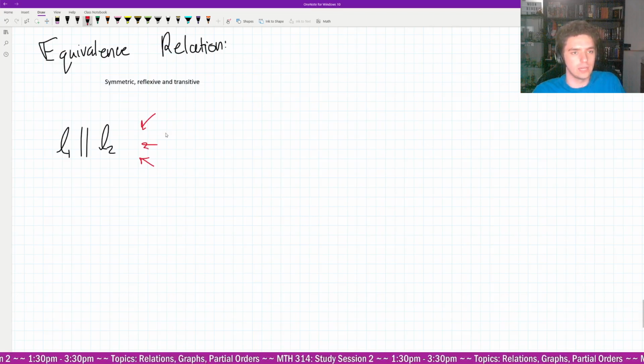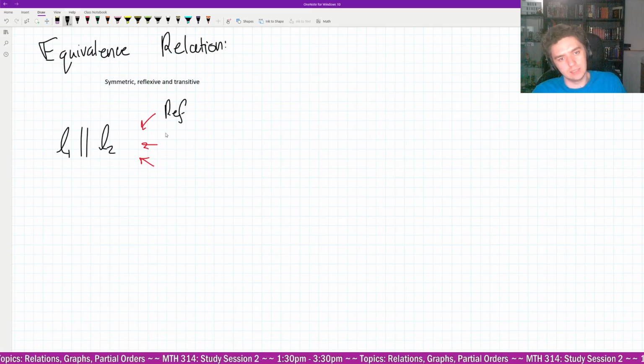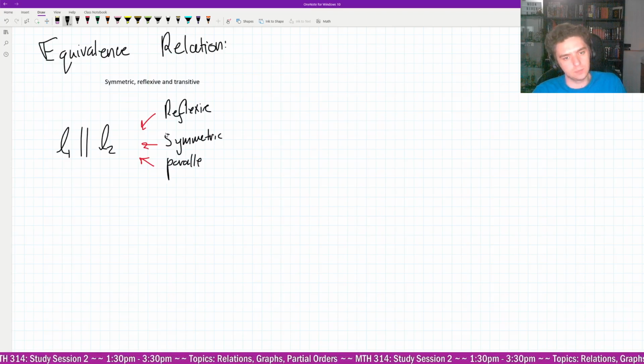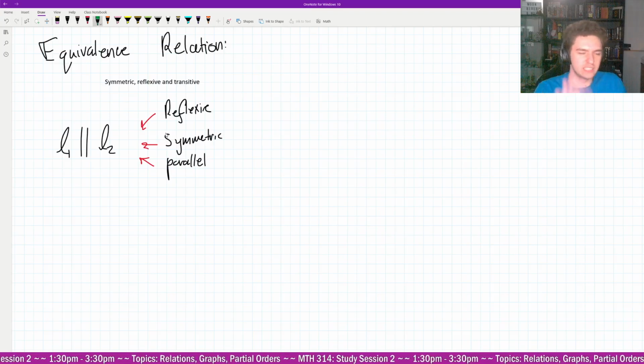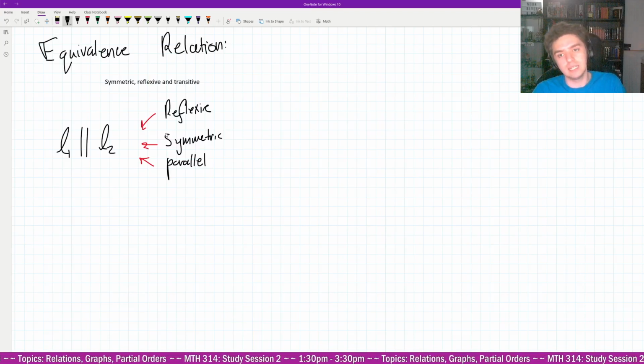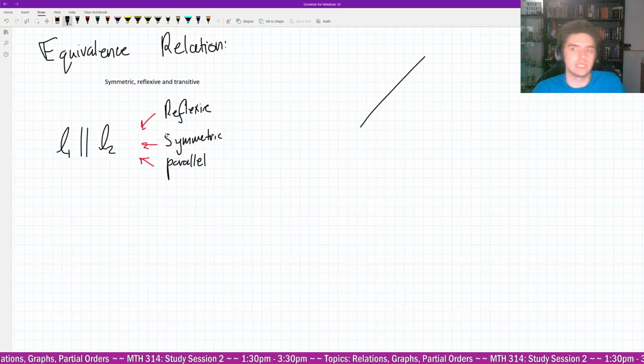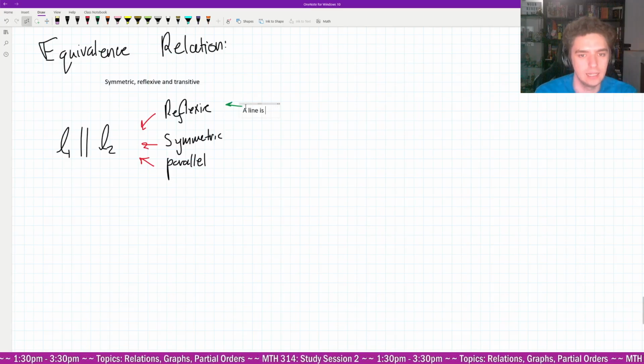So let's go through why it's all of those: reflexive, symmetric, and transitive. This was the most visual understanding for me, which I really liked. It's reflexive because a line is parallel to itself. If you have a line and you compare it to itself, it is parallel to itself. That's not too crazy, right?